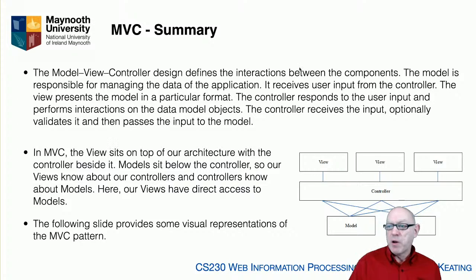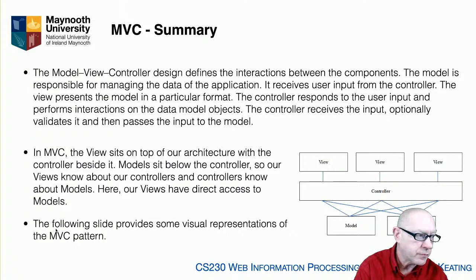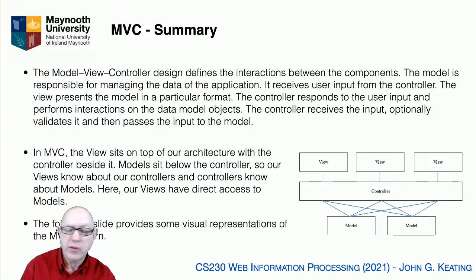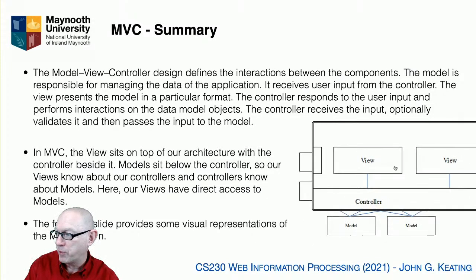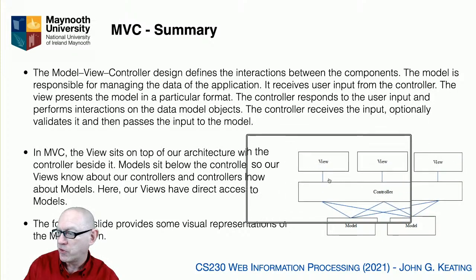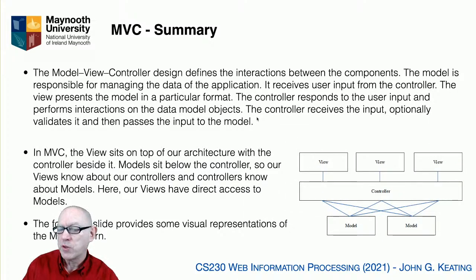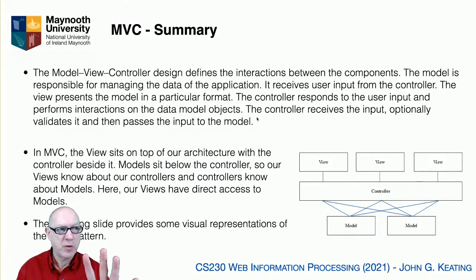So really, the model view controller design defines this interaction then between the various components. So you can see the diagram down here. You may have multiple models. You have some controller that handles all input and then produces some views for you. So it defines all the interactions between the various components. The model is responsible for managing the data of the application. It receives the user input from the controller. The view presents the model in a particular way.